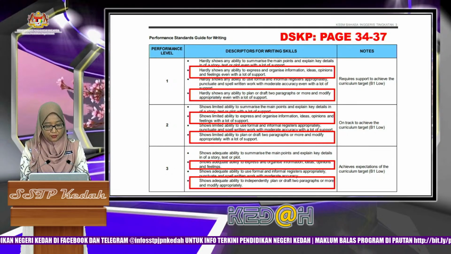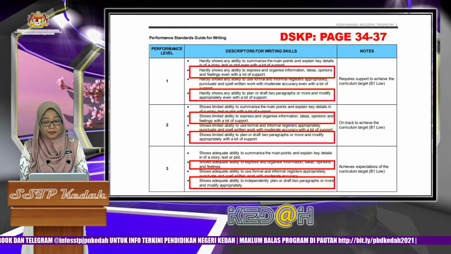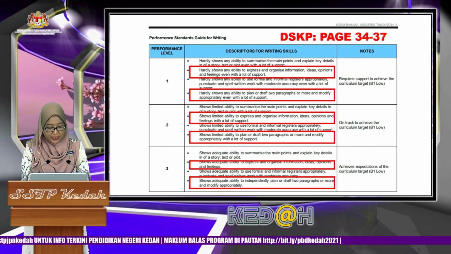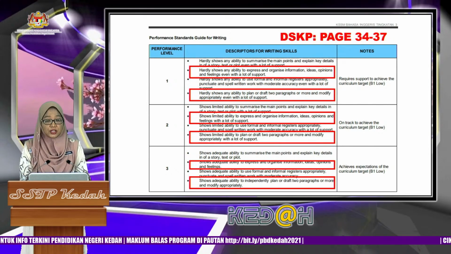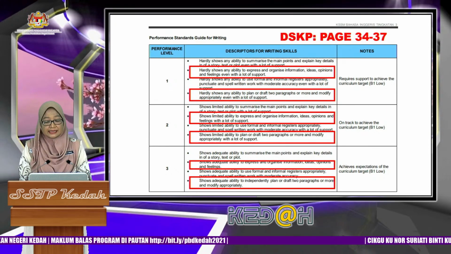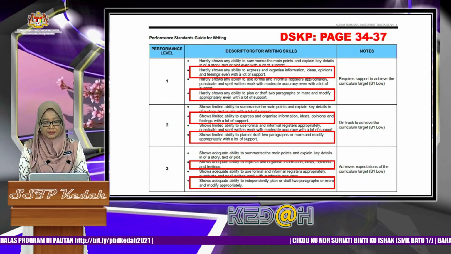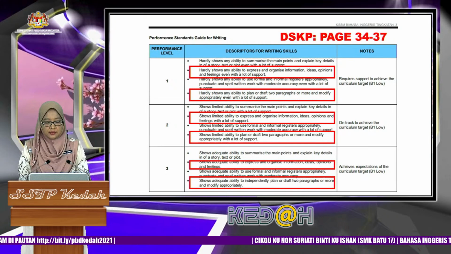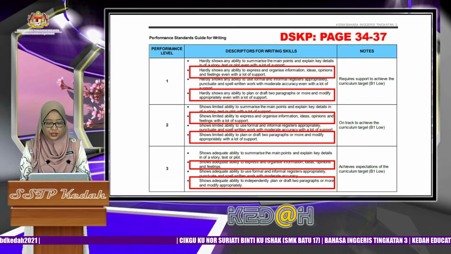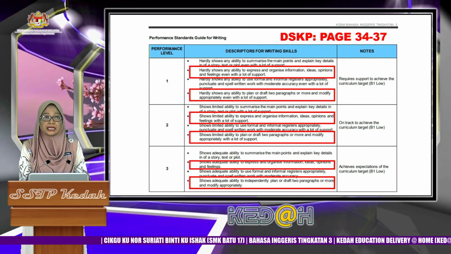From the SKP, we get to see the performance standards for writing. It should be on pages 34 to 37. Please be sure to read the descriptor, highlight the important keywords and notes before you start planning the assessment. This is important in order to make sure teachers are well versed with the assessment criteria before awarding the pupils with the appropriate performance level. I will show you how these keywords help you in planning your assessment criteria in later slides.